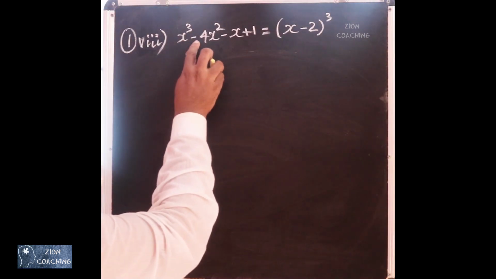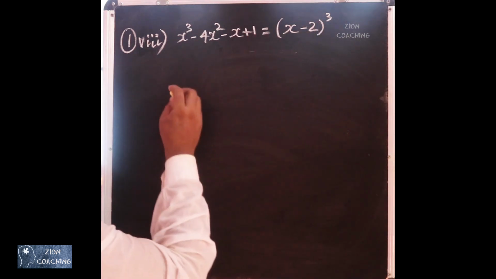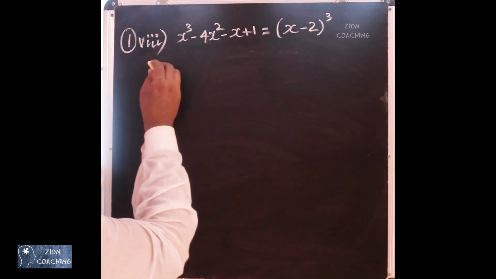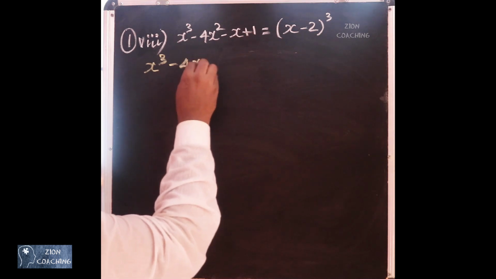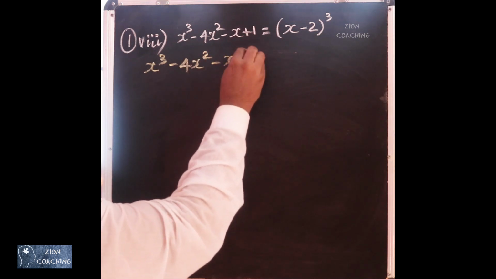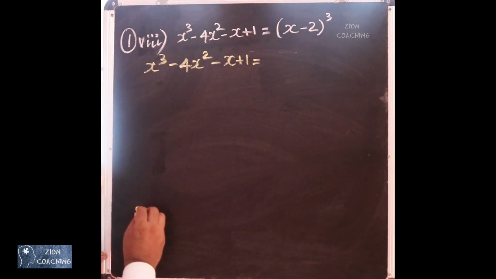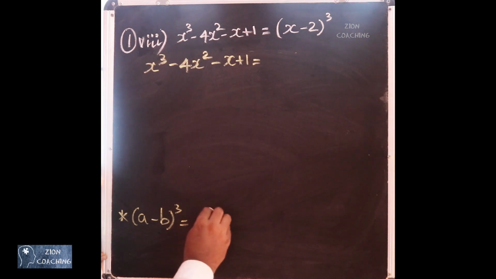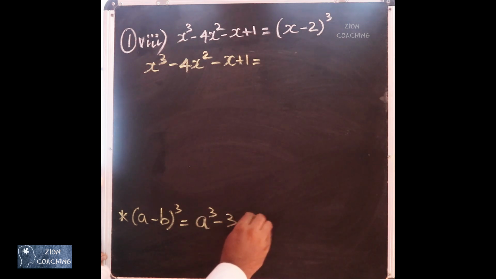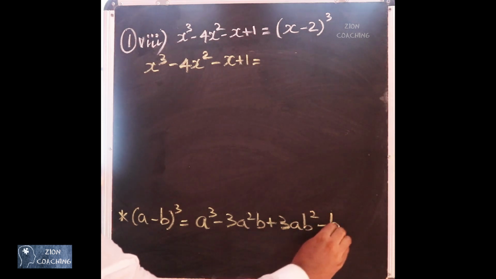We are having x cube minus 4x squared minus x plus 1 is equal to x minus 2 the whole cube. In left hand side, it is already in the expanded form. We can directly write it x cube minus 4x squared minus x plus 1 equal to. We are going to expand the right hand side using the formula a minus b the whole cube. This is for your reference. A minus b the whole cube is a cube minus 3a squared b plus 3ab squared minus b cube.